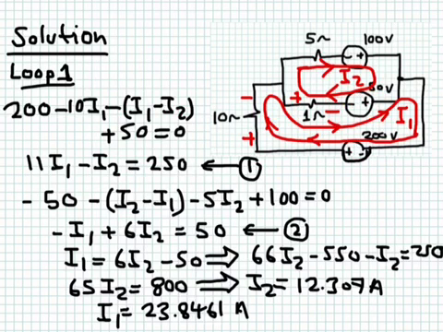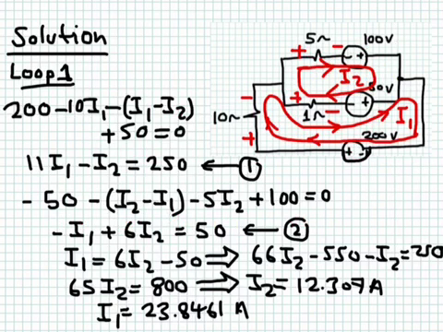Here for the 5 ohm resistor, the drop must have this polarity. Why? Because you assume I2 in the clockwise direction. So you go around the loop, and this becomes minus 5 I2. Then this is negative-positive, plus 100, equal to 0. So this is the equation that you have: minus (I2 minus I1) times 1, minus 5 I2, plus 100.